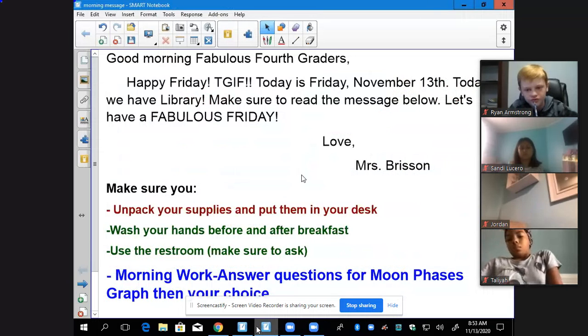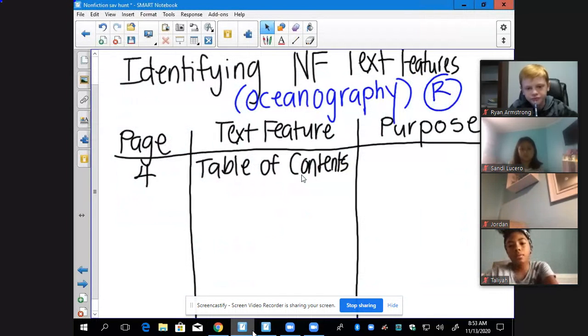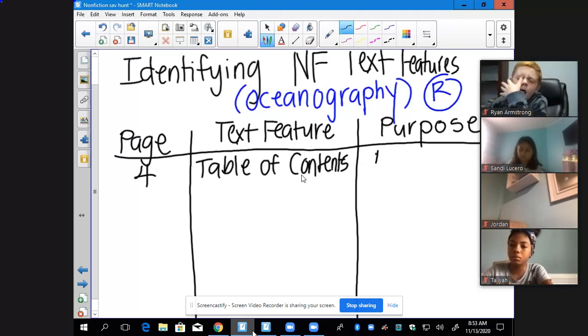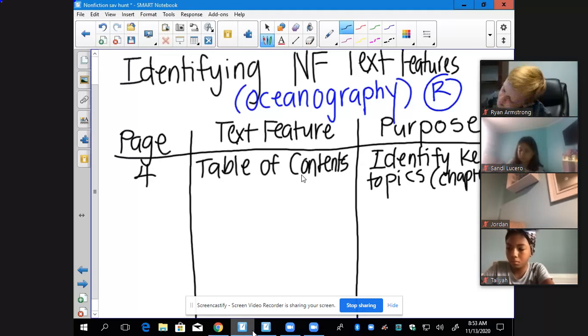So let's write that down. The purpose is it helps us to identify key topics. And it shows the chapter and page number.